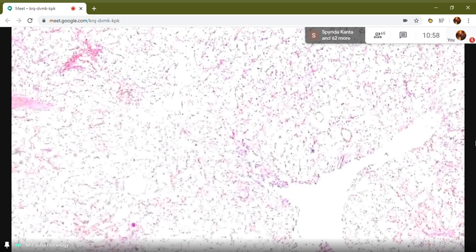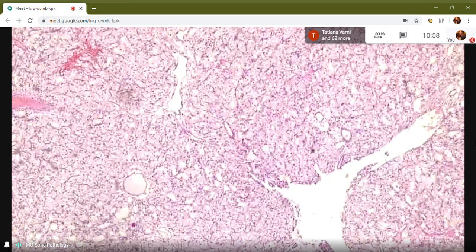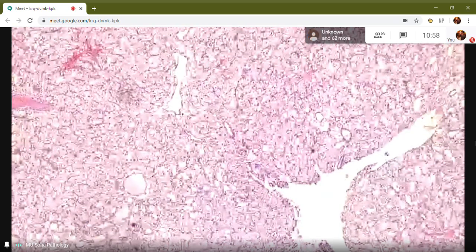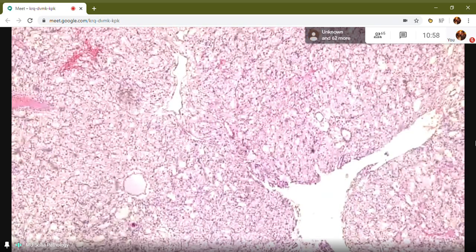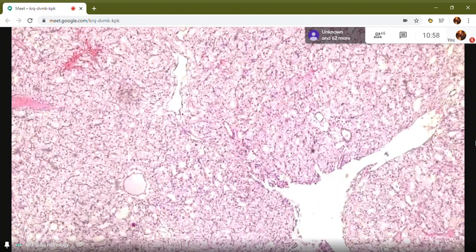What about the metastatic potential of the renal cell carcinoma? Maybe you've read in your books that most of the malignant epithelial tumors tend to give lymphogenous metastasis. This is an exception from that rule because the renal cell carcinoma really has a tendency to give hematogenous metastasis.